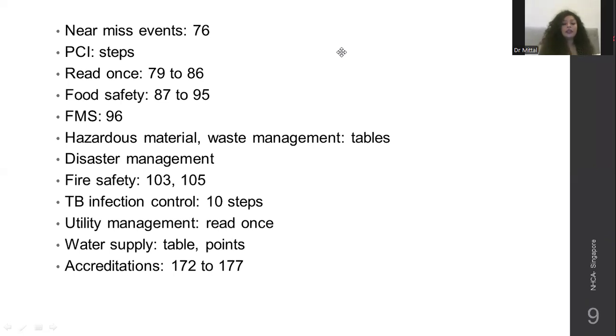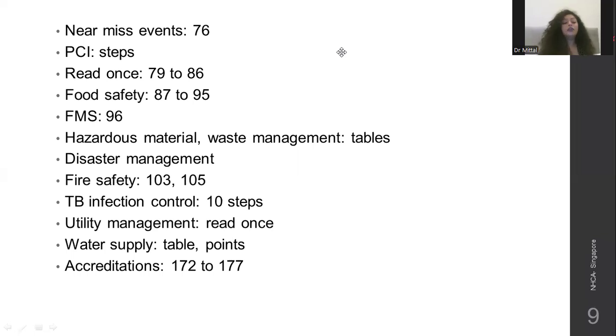Then you have disaster management. Just read through it. It's a cycle of disaster management. That's it. Fire safety, full form of RAS. Main criteria of controlling fire safety. What all equipment you require. What infrastructure you require to ensure fire safety.